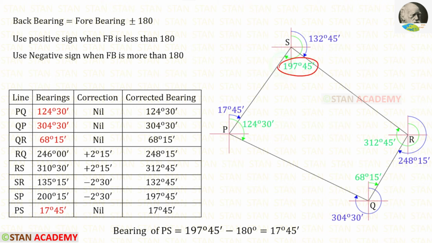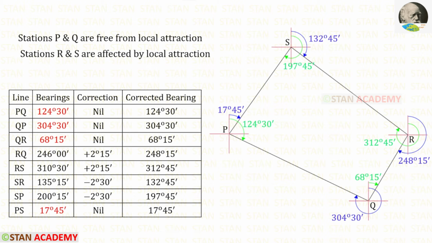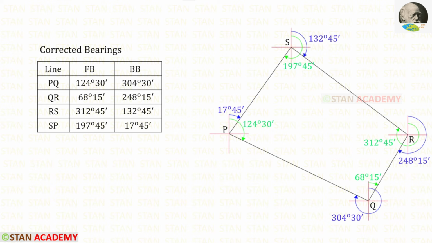Since it is more than 180, we have to use the negative sign. For the bearing of PS, we will get 17 degree 45 minutes. We already know that. We have got the same value because in the station P, there is no local attraction. So we can conclude that stations P and Q are free from local attraction and stations S and R are affected by local attraction. Now from the question in the given table, we can enter all of the corrected bearings.